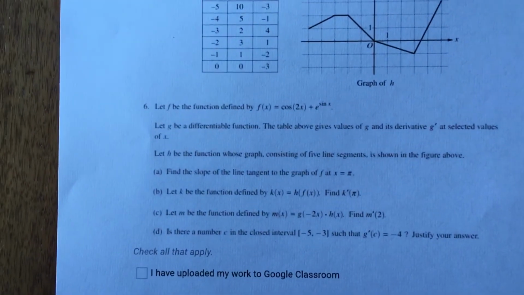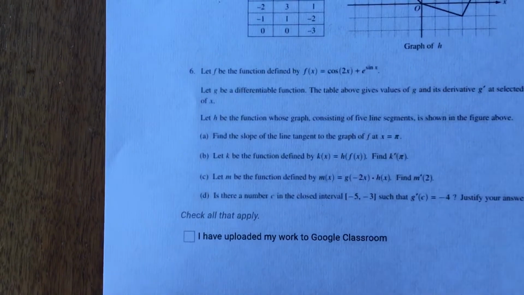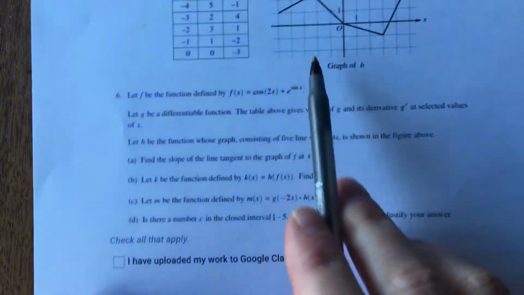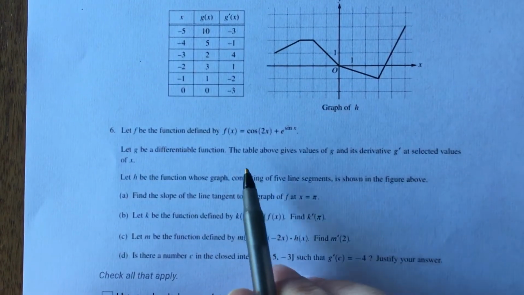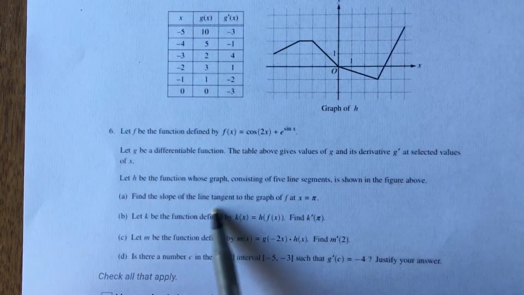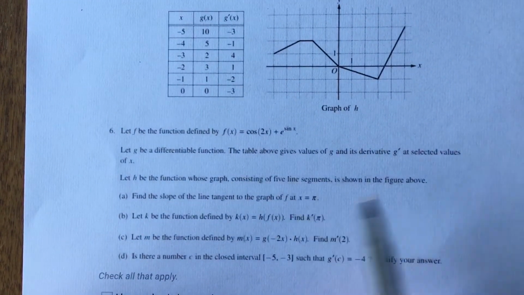All right, we're going to look at the first free response from review day 14. It is a ton of different functions and lots of different information. So we've got to really navigate well through this problem. A says find the slope of the line tangent to f. f is given to us here at x equal pi.